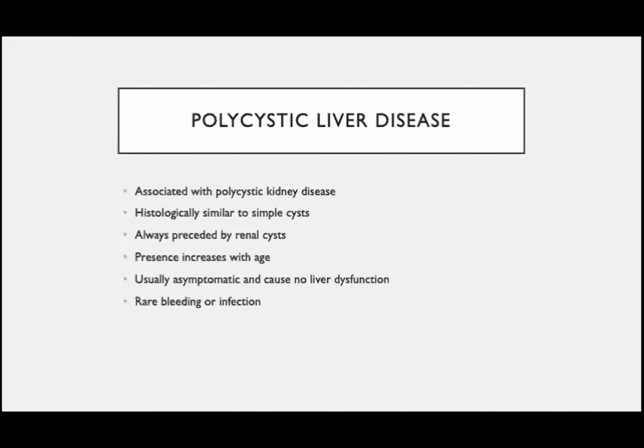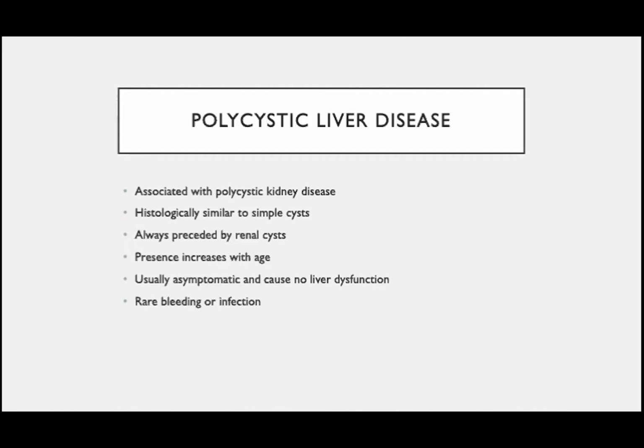Lastly, in terms of benign lesions, there's polycystic liver disease. It's associated with polycystic kidney disease. It's histologically similar to simple cyst, always preceded by renal cysts, actually. Prevalence increases with age, and it's usually asymptomatic, causes no liver dysfunction, with rare bleeding or infection. If they're symptomatic, you can proceed with cyst fenestration.